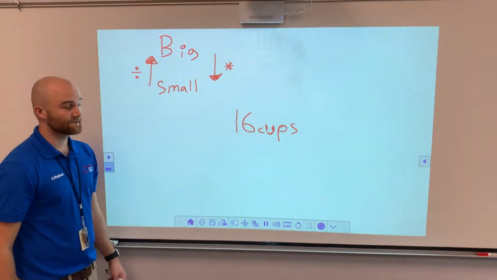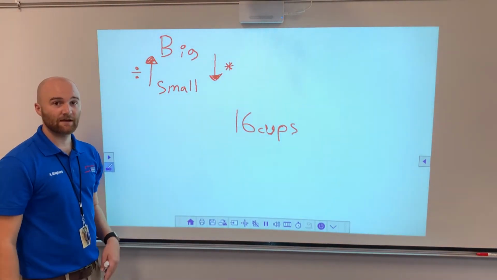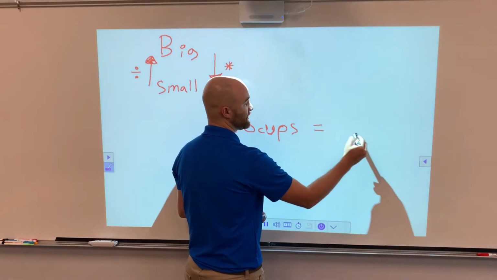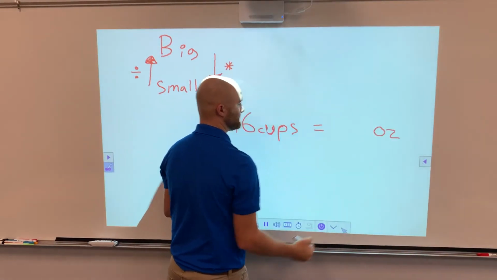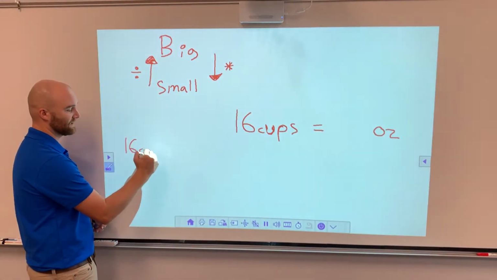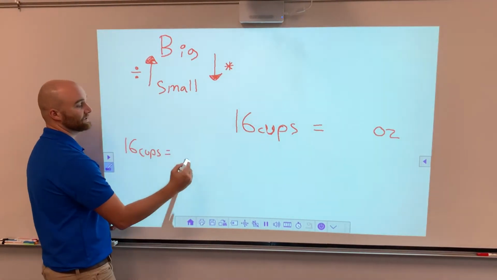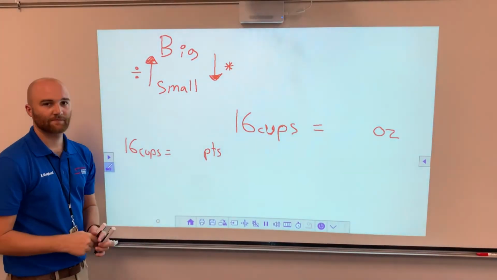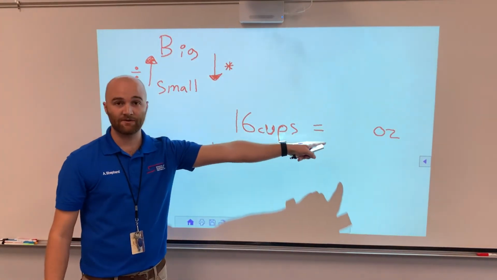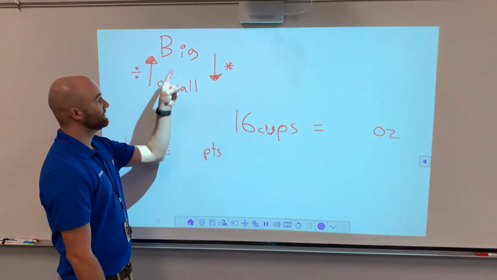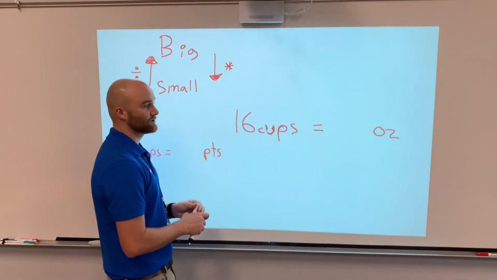So I've got 16 cups, and I want to change those 16 cups into something different. Let's pretend that I want to change those 16 cups into ounces. And let's also pretend, let's compare, if I wanted to change those 16 cups into pints. If I want to go from cups to ounces, that's a big unit down to a small unit. Big to small means I'll multiply. So I'm going to multiply.